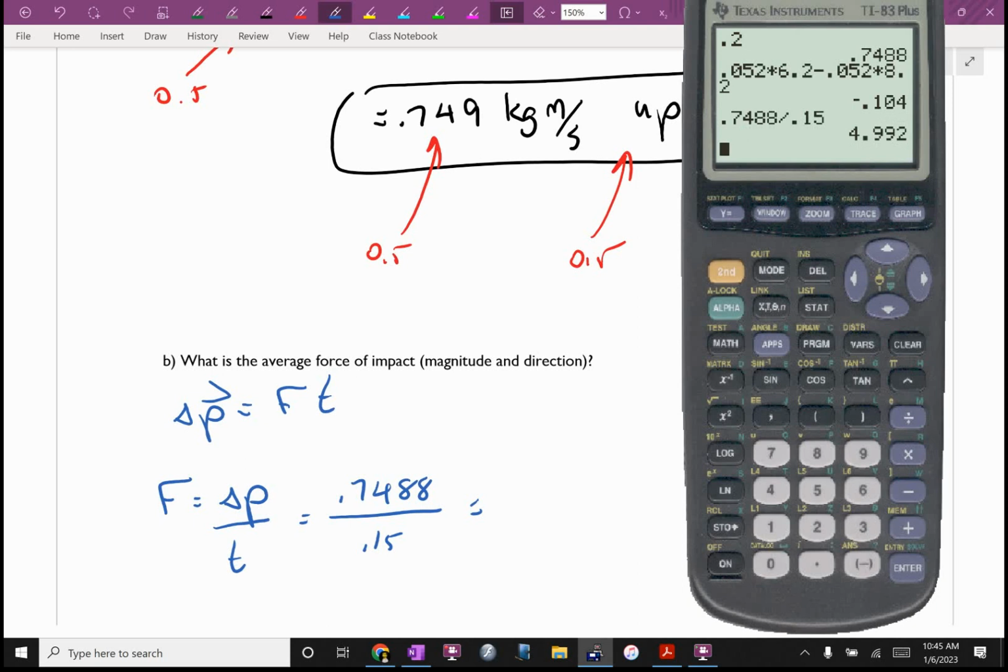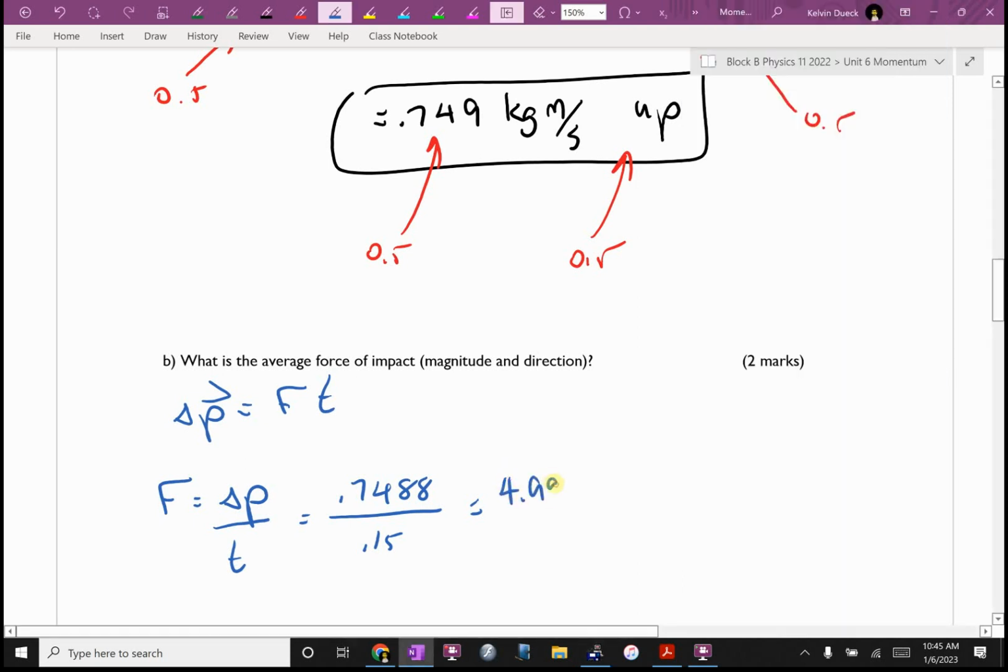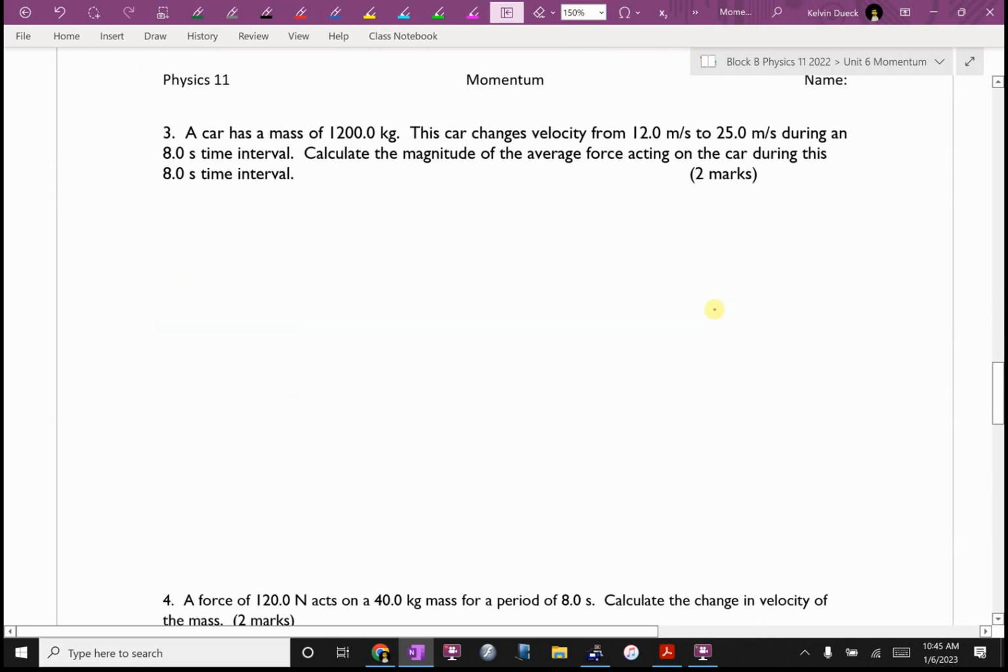No, yes? It wanted a direction. Which way? Also up, positive, yep. I would give you a half mark if I saw that, a half mark for the magnitude, and a half mark for the direction. And then I would turn the page. And again, if you got the right answer using F equals ma, I'd give you full credit.